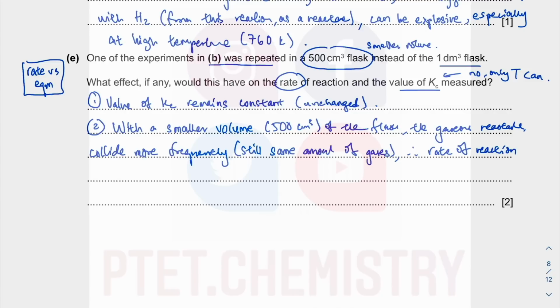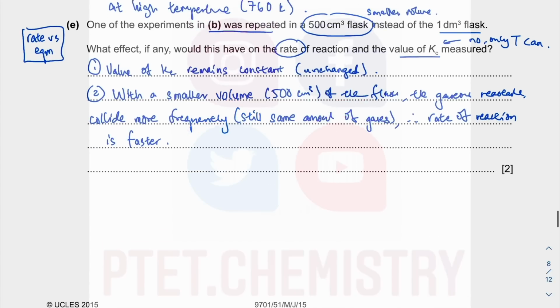And again, they don't ask you to explain. I don't know why I have spent some time explaining it. Ideally, it would have been enough if you just say the rate of reaction gets faster in that smaller flask, and the value of Kc remains constant in that smaller flask because you are not changing temperature.